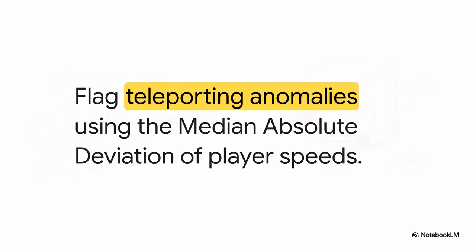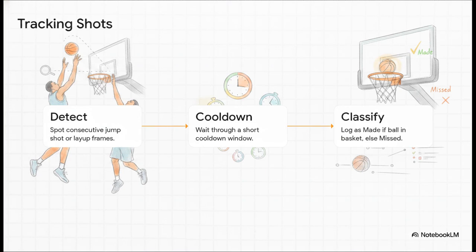To fix this, the pipeline calculates the median absolute deviation, or MAD, of player speeds. If a player's frame-to-frame speed suddenly spikes beyond reality, the system flags it as an anomaly, slices it out, and smoothly interpolates the path. This crucial mathematical smoothing is exactly why this data becomes actually usable for post-game heat maps and distance-traveled metrics. And with everything smoothed out, we can finally grade the shots.